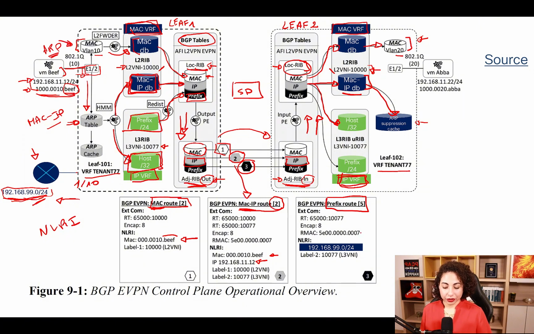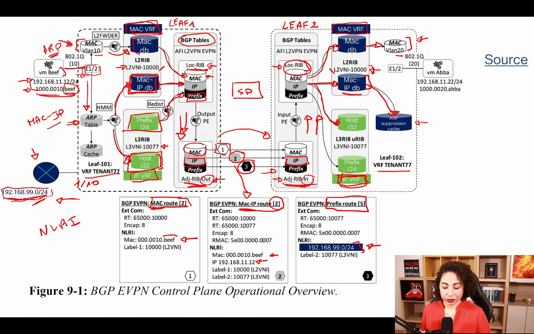Inside this route type 5, we will be carrying the NLRI in which we are encoding our /24 subnet, obviously with the appropriate RT and so on. So this update will be propagated thanks to the spines, which are the route reflectors. It will reach the remote leaf, and in our use case, it is leaf 2.